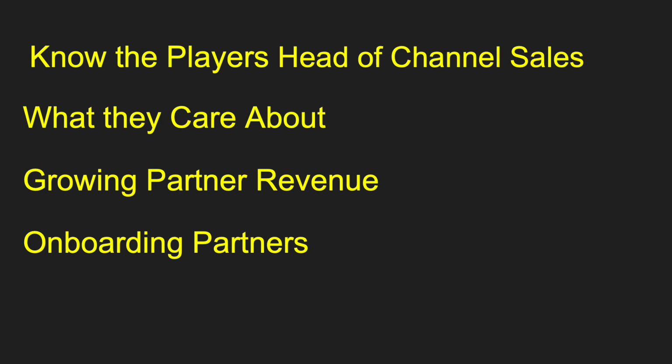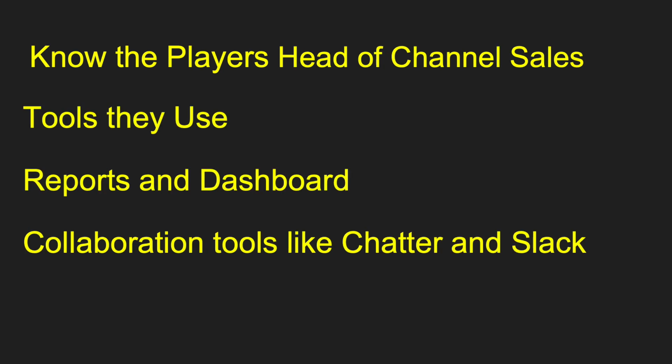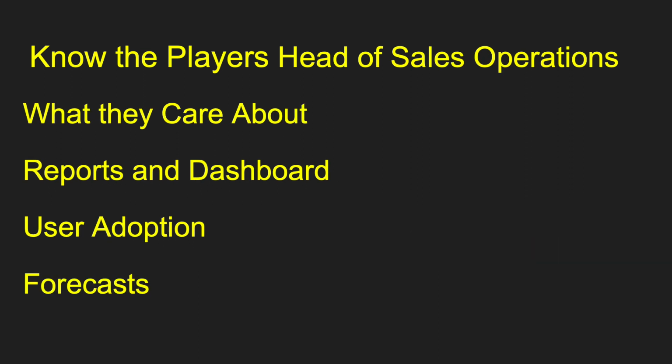Next player we're going to talk about is the head of channel sales. The things that they care about are growing partner revenue and onboarding partners. The main thing for the metrics that they care about is increasing partner pipeline and also increasing partner revenue growth. So they're all about growing their partners and making sure that the partners are successful. The tools that they care about are reports and dashboards, and also collaboration tools like Chatter and Slack.